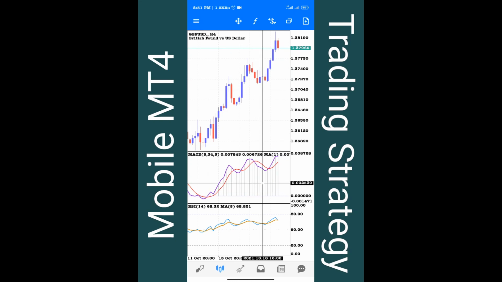So you have to follow the trend with the MACD, and you will take the entry from RSI and moving average crossing. So friends, I can tell you this is gonna be the best strategy for mobile ever.